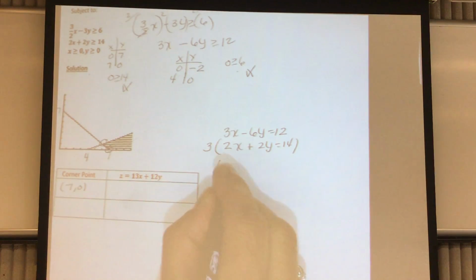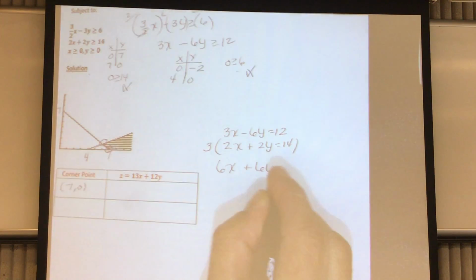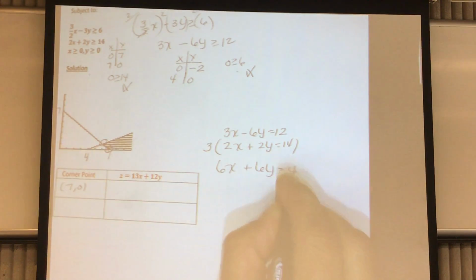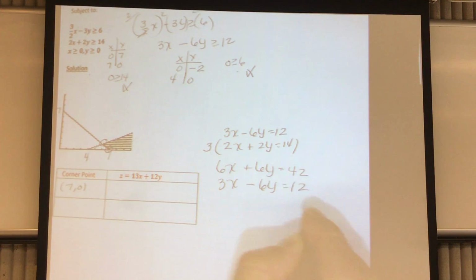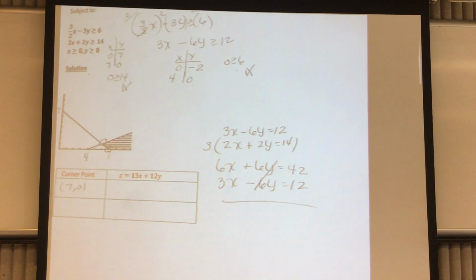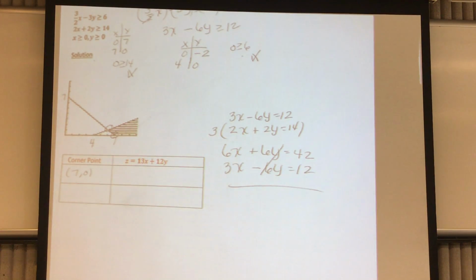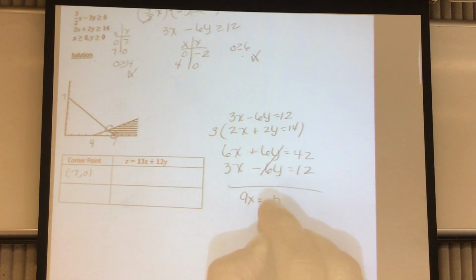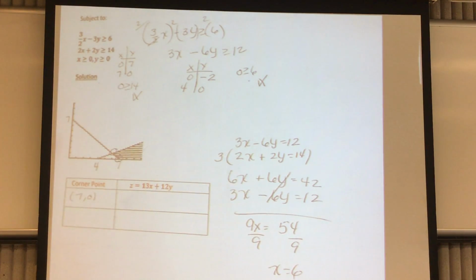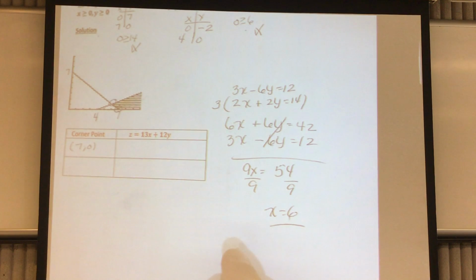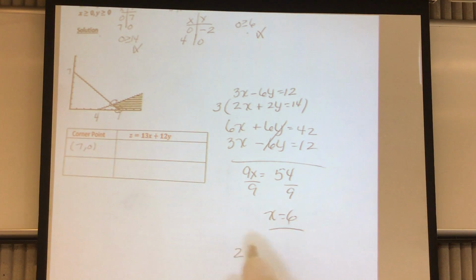So I have 6x plus 6y is equal to 42. And 3x minus 6y is equal to 12. So my y cancels, and I'm left with 6x plus 3x, which is 9x. 42 plus 12 is 54. Divide by 9, we have x is equal to 6. And substituting 6 back into the original inequality. So let's substitute the x into the second equation.